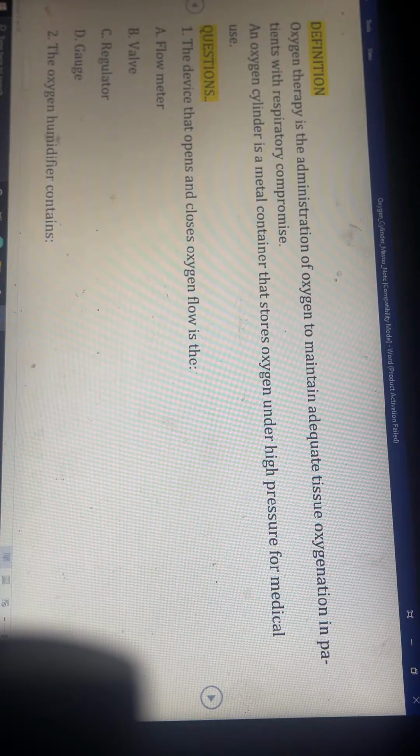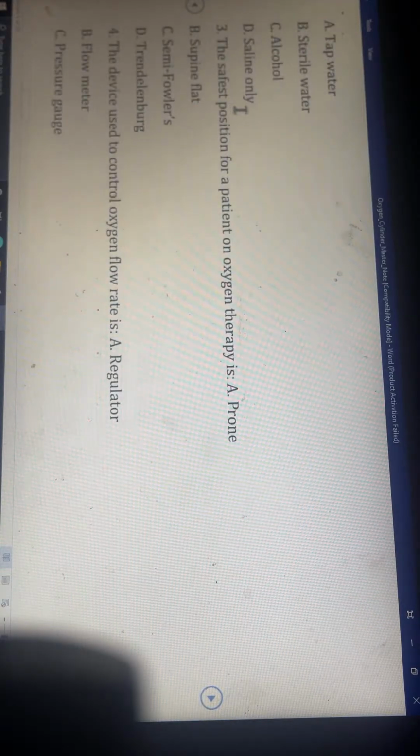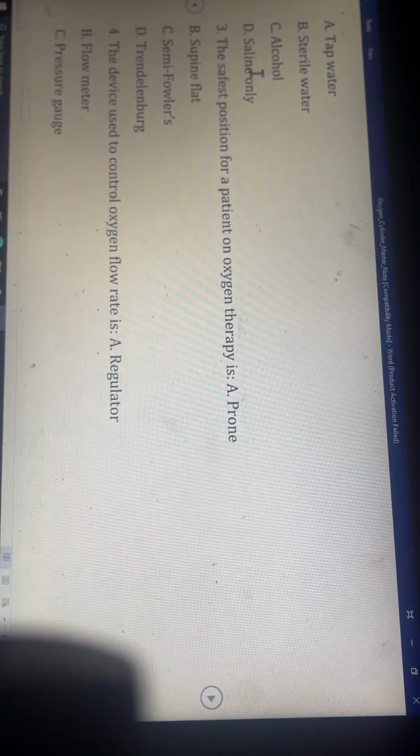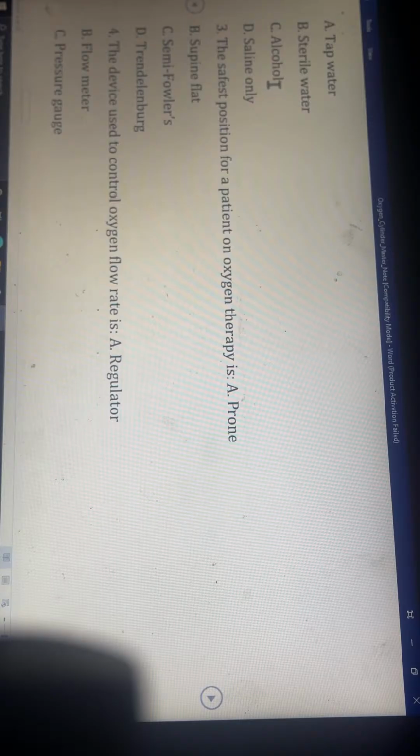Number two, the oxygen humidifier contains what? A, tap water, B, sterile water, C, alcohol, D, saline water. What is the answer? I want to see your active participation. Okay, I'm impressed. Let's go to number three.